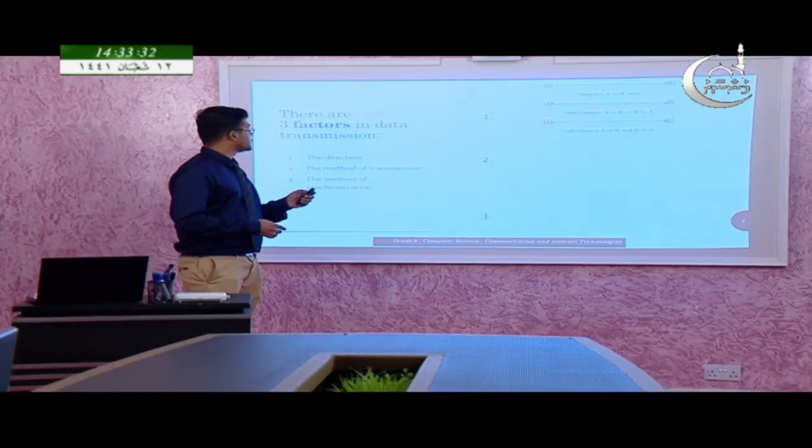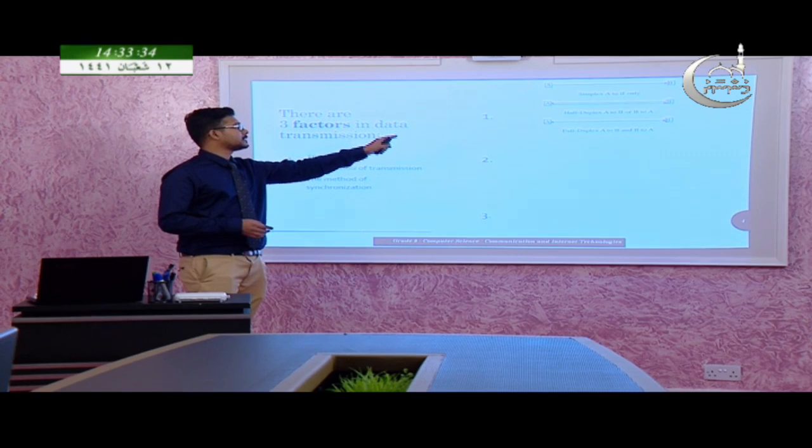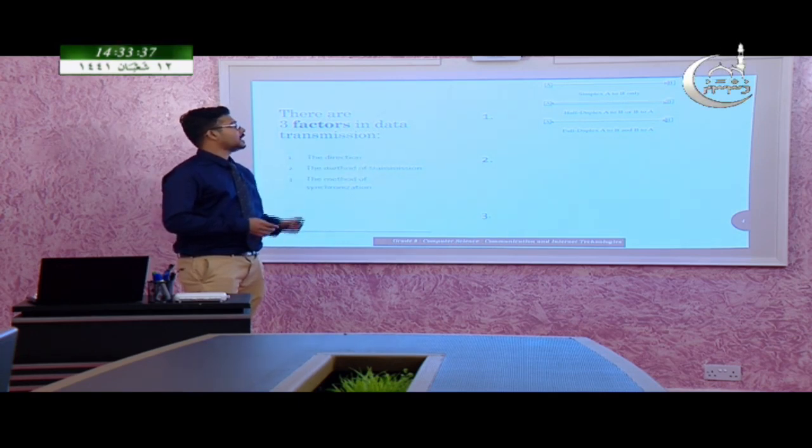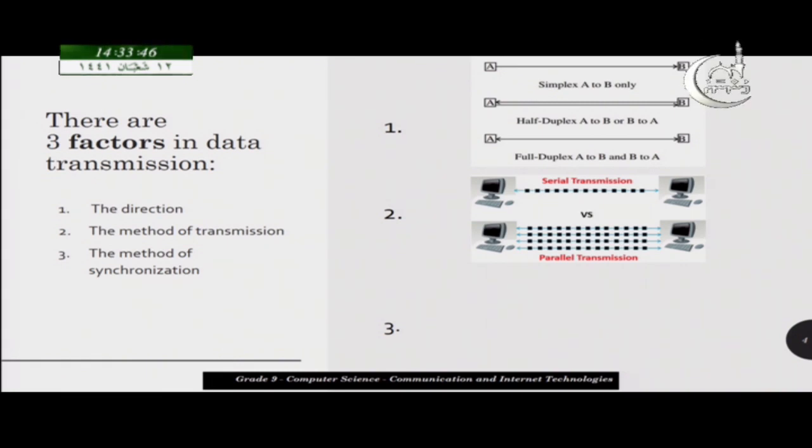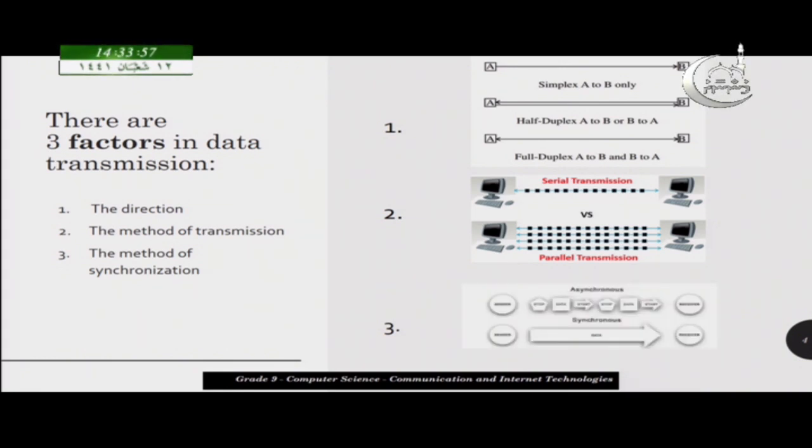Based on the direction, it is categorized into three: simplex, half duplex, and full duplex. Full duplex is also known as simply duplex. On the other hand, for method of transmission, there is either serial or parallel. Serial will be using one wire. On the other hand, parallel will be using multiple wires. We'll be discussing all these things in detail. Along with that, method of synchronization can be asynchronous or synchronous data transmission. So we will be seeing these things in detail now.